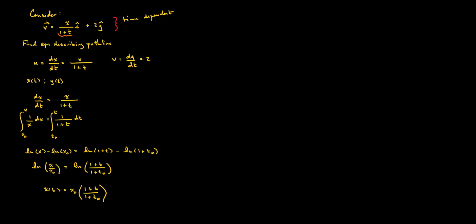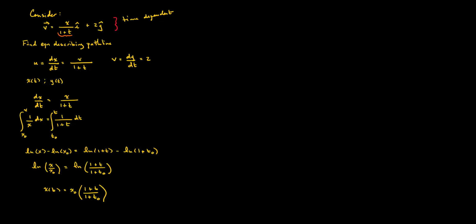So this is how the position in the x direction of a certain particle which has passed through x naught evolves through time. So the position x is equal to the initial position x naught multiplied by 1 plus t, where t evolves through time, divided by 1 plus t naught.